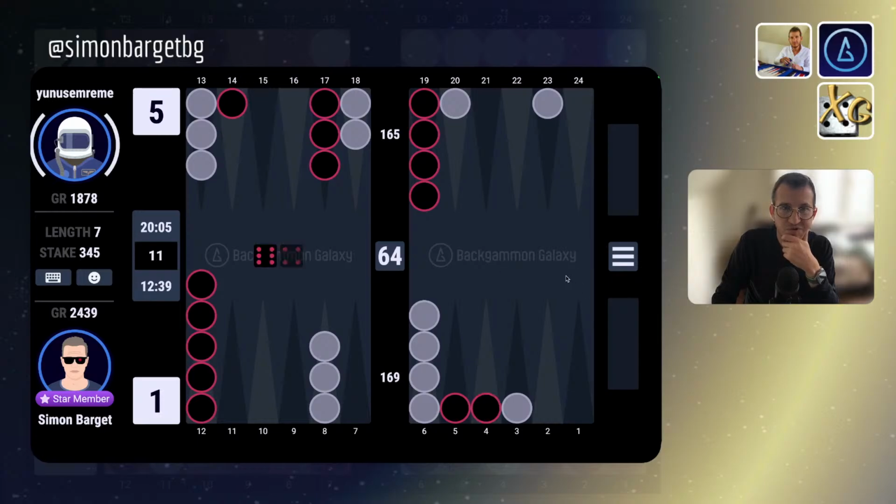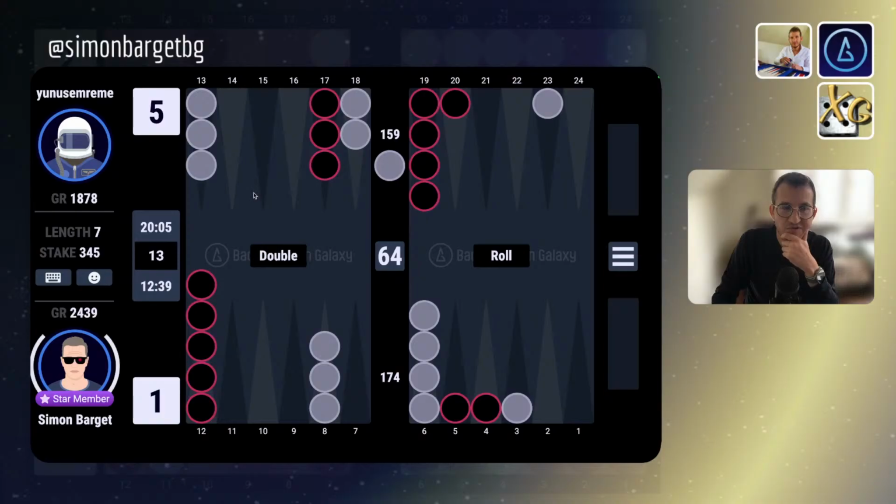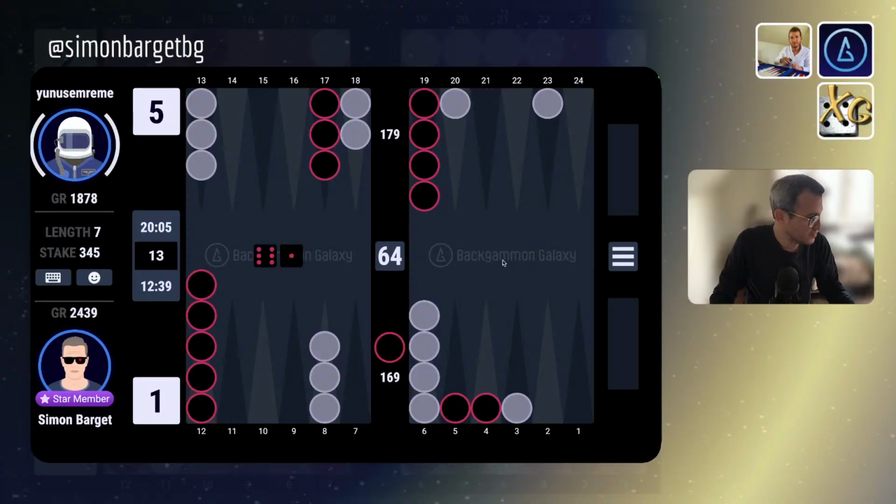So if he's just thinking about the cube all the time, he's 2 away, 6 away, he just knows, oh, I'm not going to be doubling. And that makes his game a lot easier.